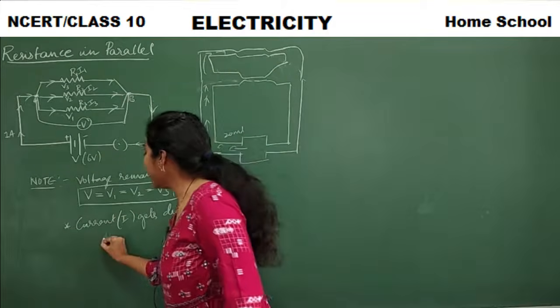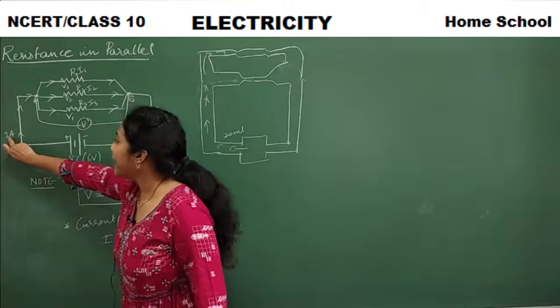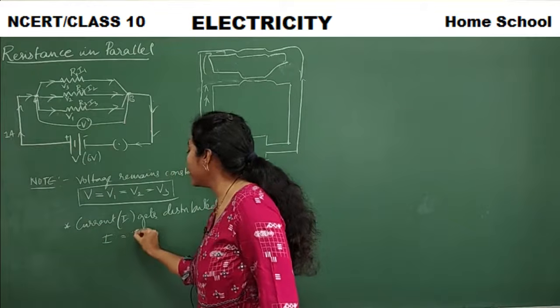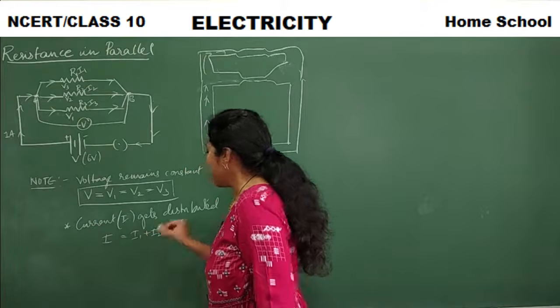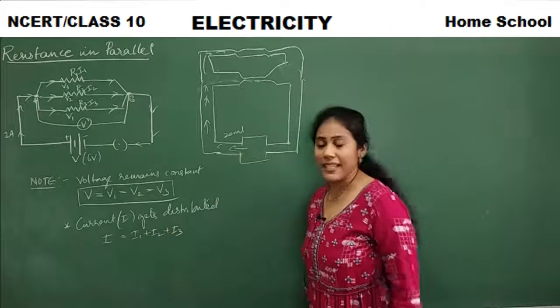Clear? So what I can write here is total I. Total current is equal to I1 plus I2 plus I3.